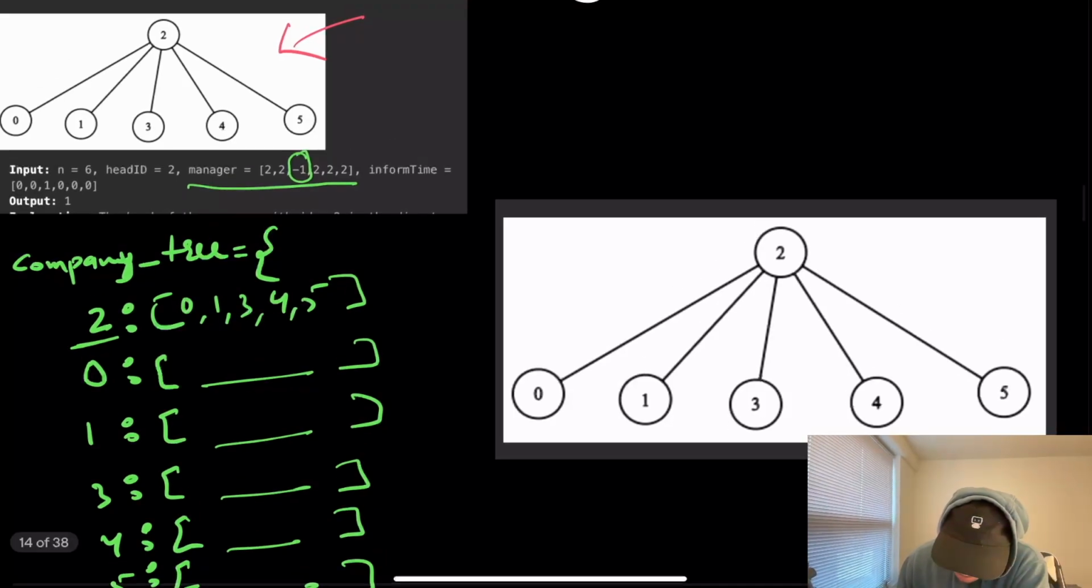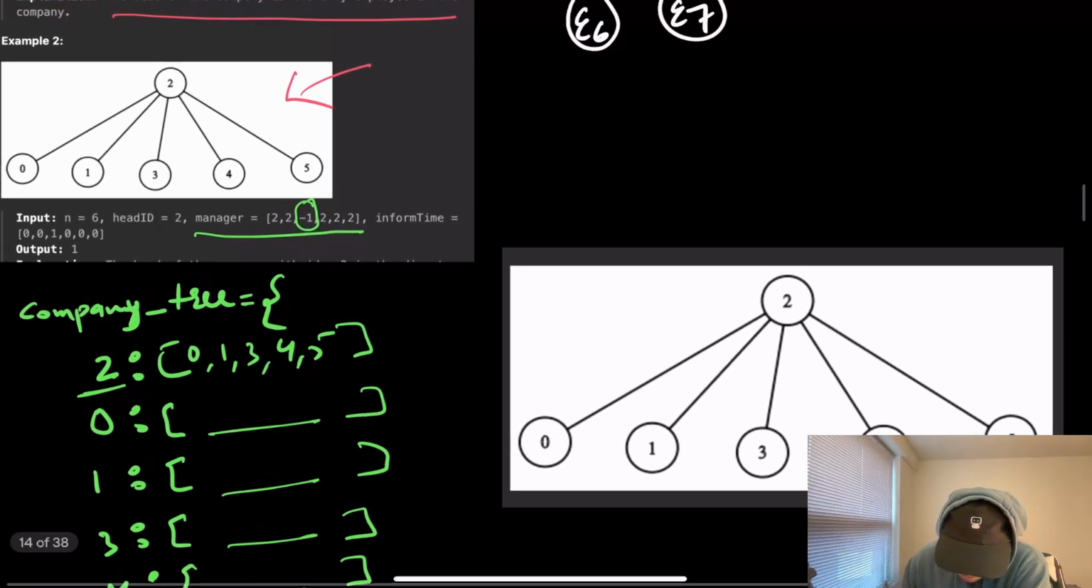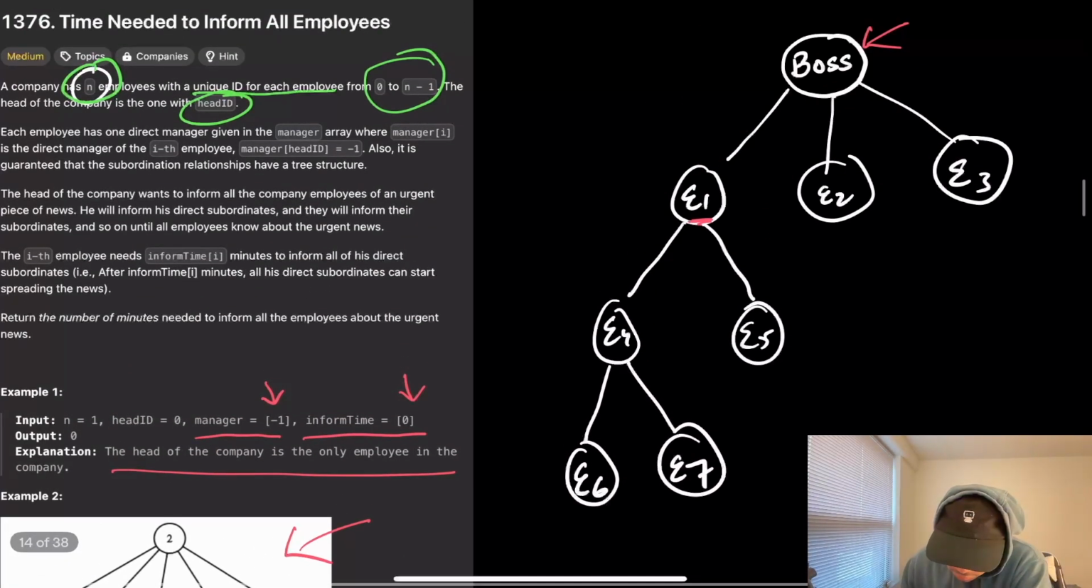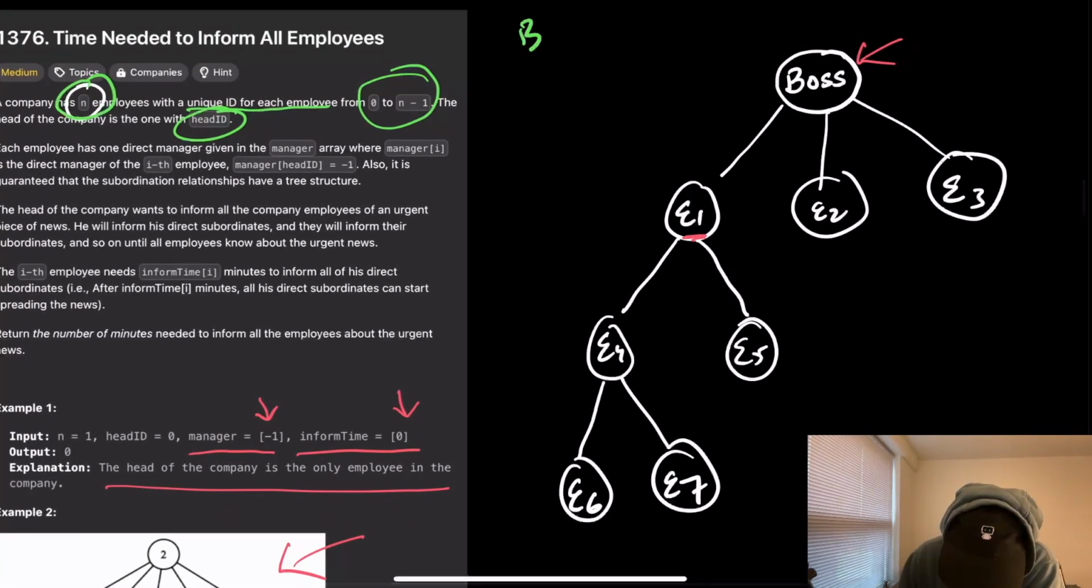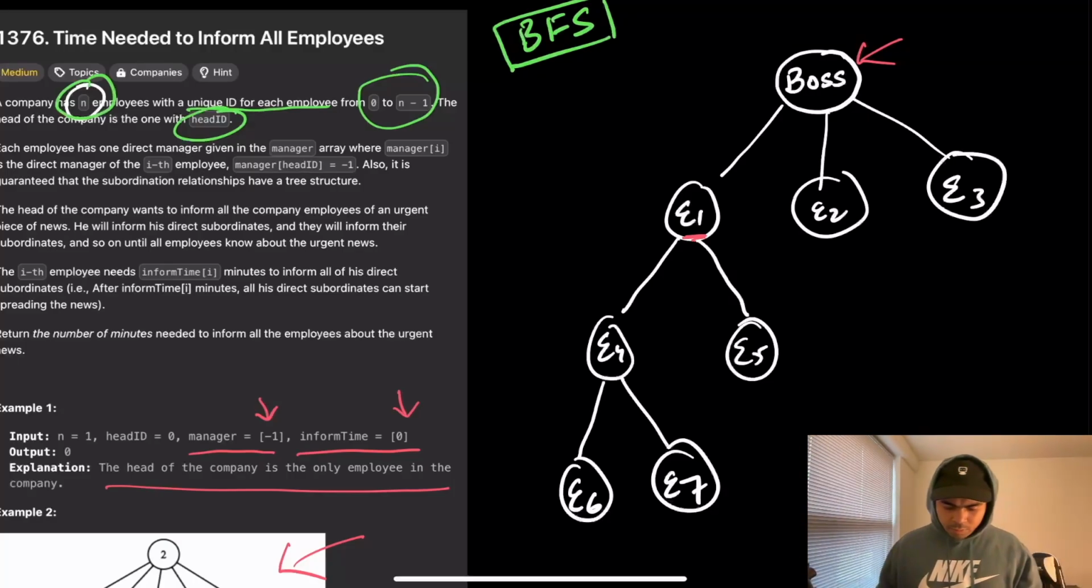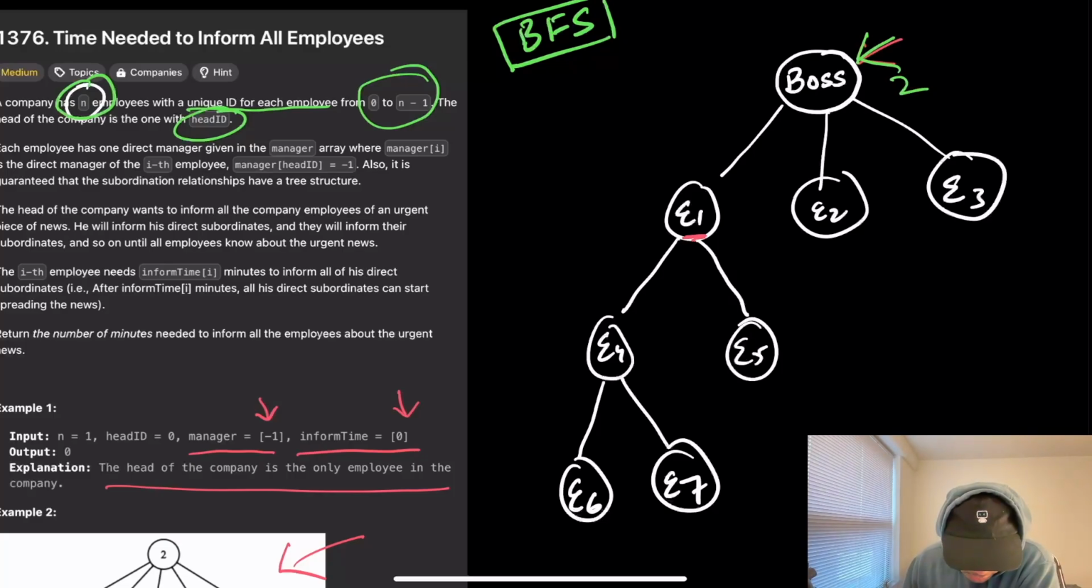So now we have created our company tree, and we're going to use the BFS algorithm to find out how much time we're going to take to send the information to all the employees. So let's say the boss starts sending the information, and this boss takes maybe 2 minutes. I think the unit given here is minutes, so 2 minutes to inform all the employees.